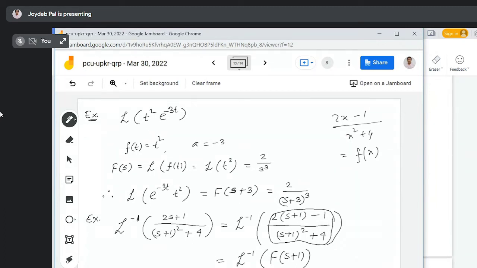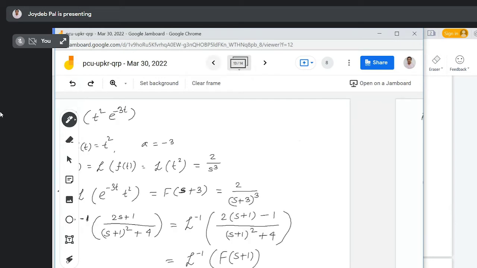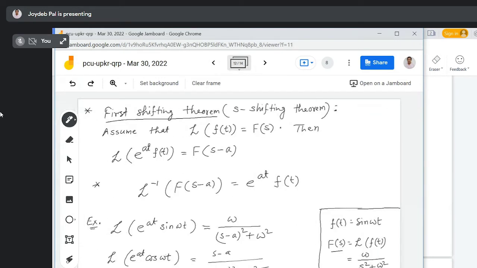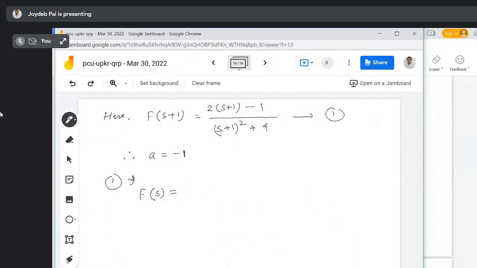Yes, sir. देखो क्लियर हुआ है कि नहीं बोलो? Yes, sir. Okay, so we are assuming that this is f of s plus 1. Now f of s plus 1 is equal to this. So if you compare with the form of f of s minus a, then a will be minus 1.